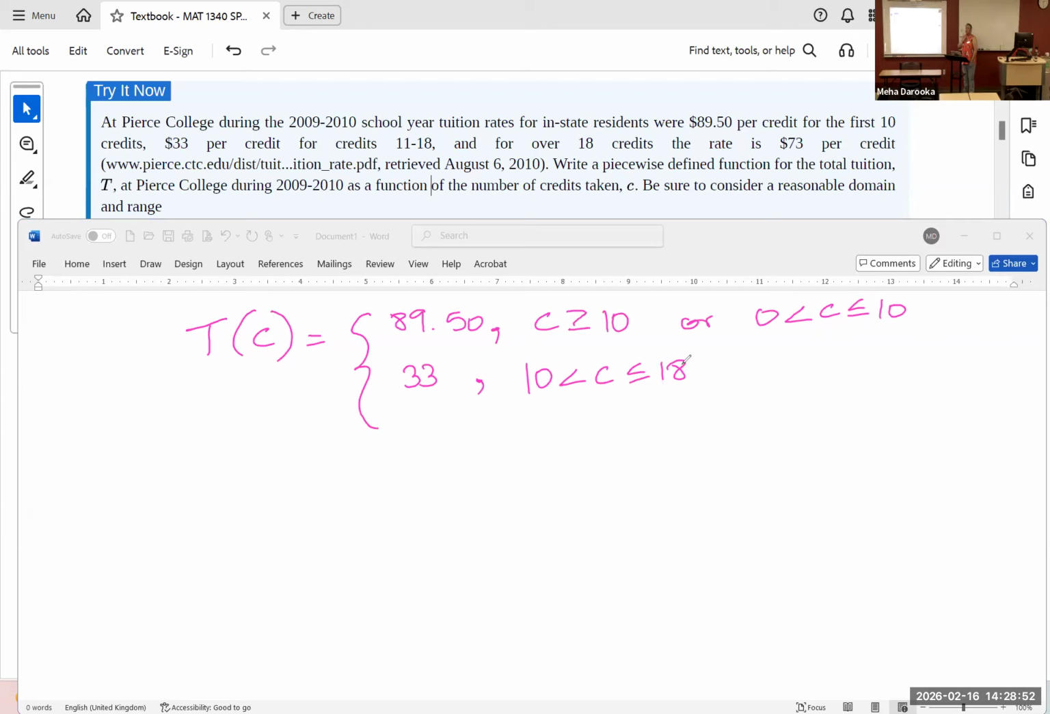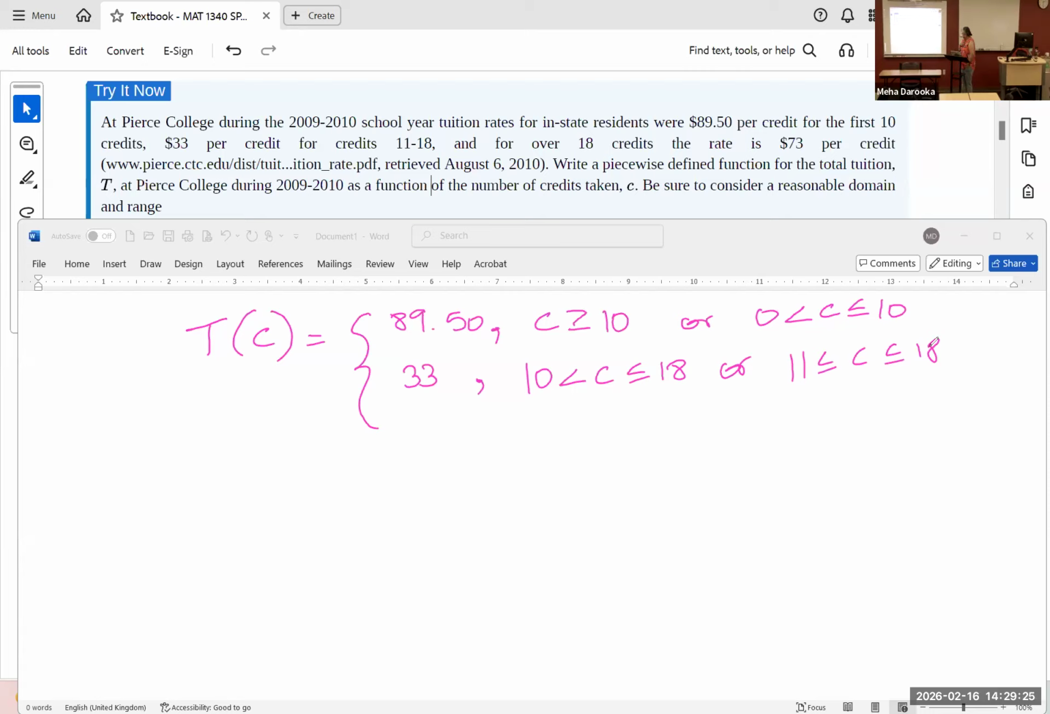Now, usually, at least I am not familiar with half credit classes. But if you did have a half credit class, you would write it as 10, not including 10, because anything more than 10 is what we're saying, right? But since the example specifically says 11 to 18, you could write it in that format also, because they are specifically telling you from 11 credit hours to 18.